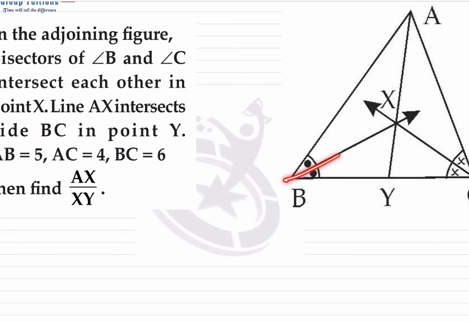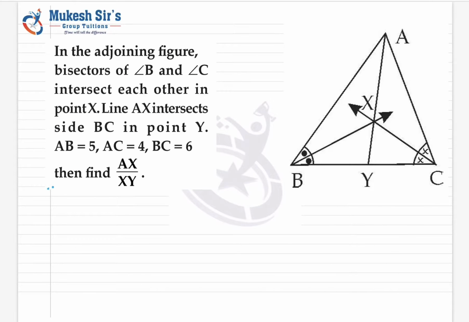Bisectors of angle B and angle C intersect each other at point X. Then they have given AB is equal to 5, BC is given as 6, and AC is given as 4. Find the value of AX upon XY.